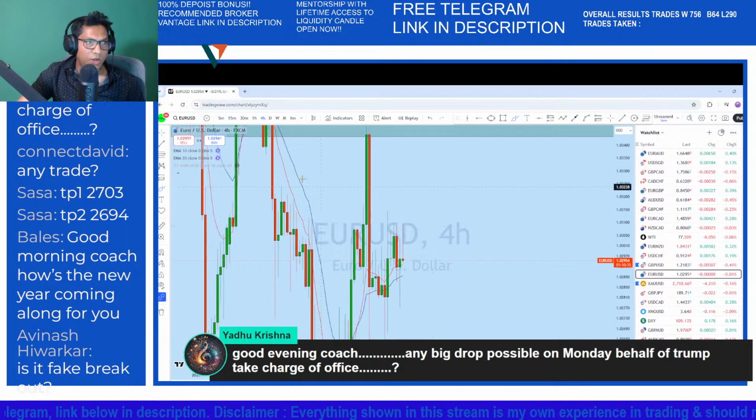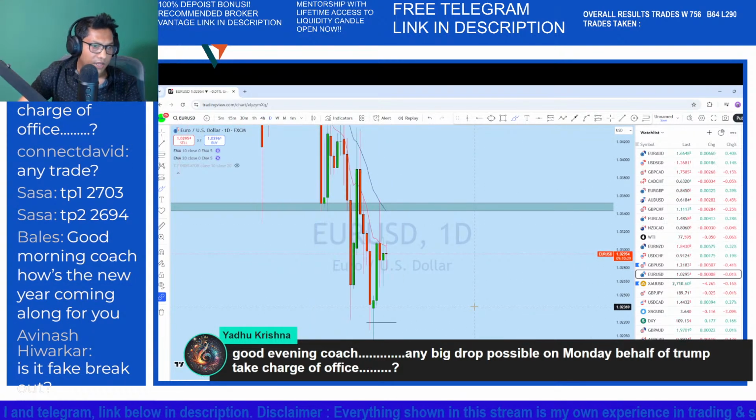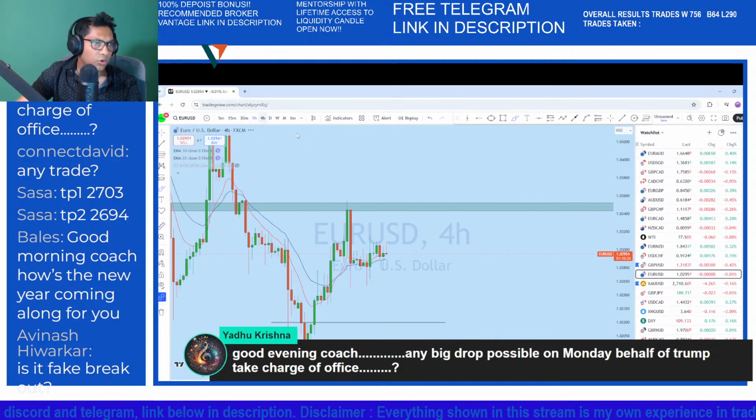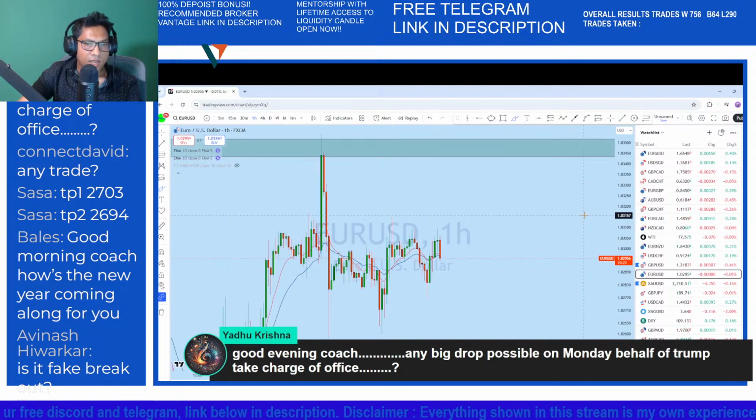So let's see where it might be heading, and based on that we can look for entry opportunity. We see euro dollar in a sideways. So we will not be taking any position at the moment on euro USD.